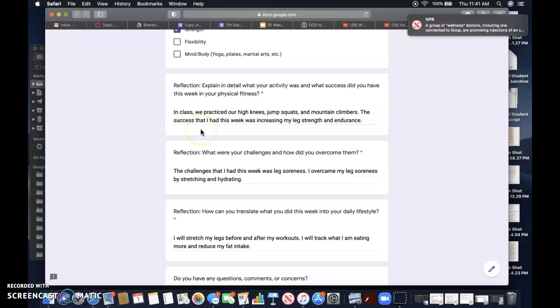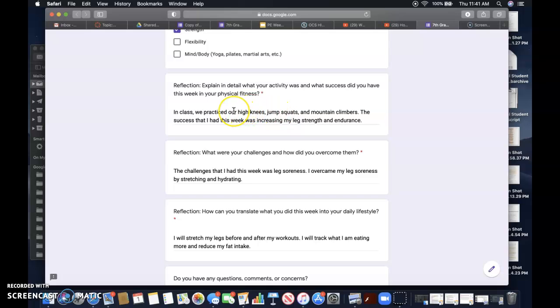Next, we go into the reflections. This is where we're asking that you write complete, detailed sentences. It asks, explain in detail what your activity was and what success did you have this week in your physical fitness. So I wrote, in class, we practiced our high knees, jump squats, and mountain climbers. The success that I had this week was increasing my leg strength and endurance.